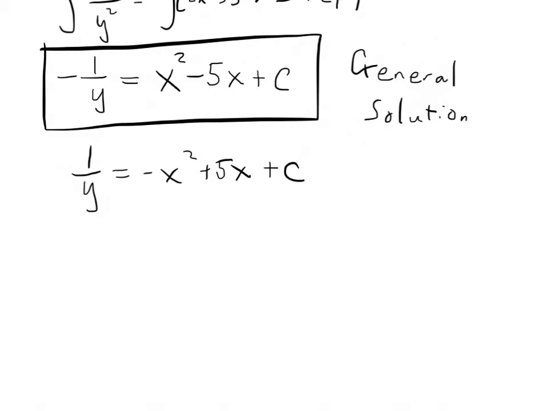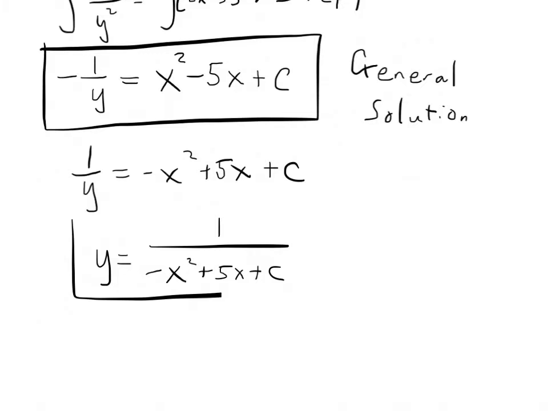And then this is really tricky. You now have to do the reciprocal of both sides. But that does not mean that you can do 1 over x squared and 1 over 5x and 1 over c. In fact, that's really, really wrong. If you're going to reciprocal both sides, you have to literally take the reciprocal of the right side, which means you write 1 over negative x squared plus 5x plus c. This is the other way you could write this general solution.